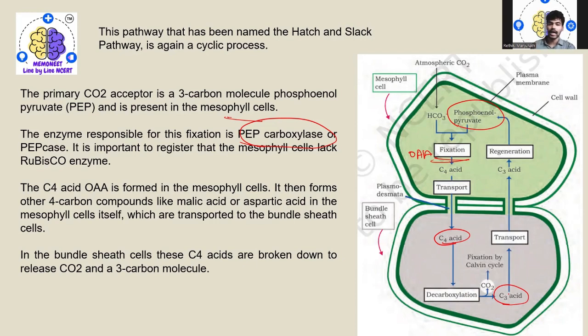Once the C3 acid is formed, like malic acid or aspartic acid, they are then transported to the bundle sheath cells. In the bundle sheath cells, these C4 acids are broken down to release CO2 and three carbon molecules once again.